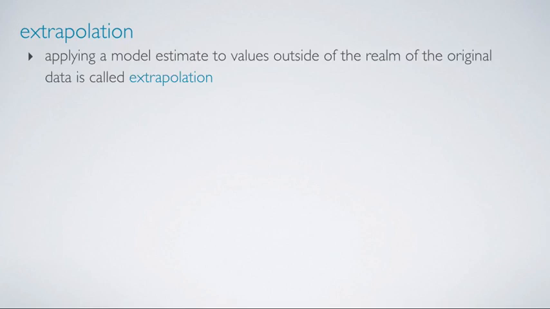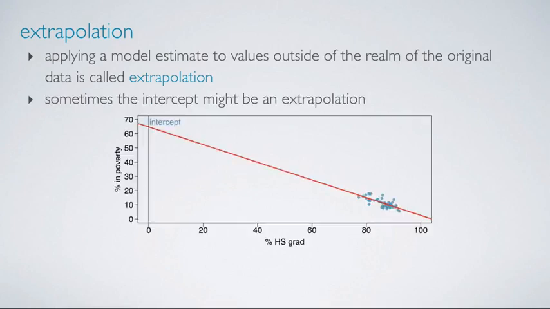Applying a model estimate to values outside the realm of the original data is called extrapolation. In other words, this is simply plugging in a value of the x into the linear model that was not in the range of the original observed data. In fact, sometimes the intercept might be an extrapolation as well. Here we've stretched out the scatter plot of the data that we've been working with to illustrate this.